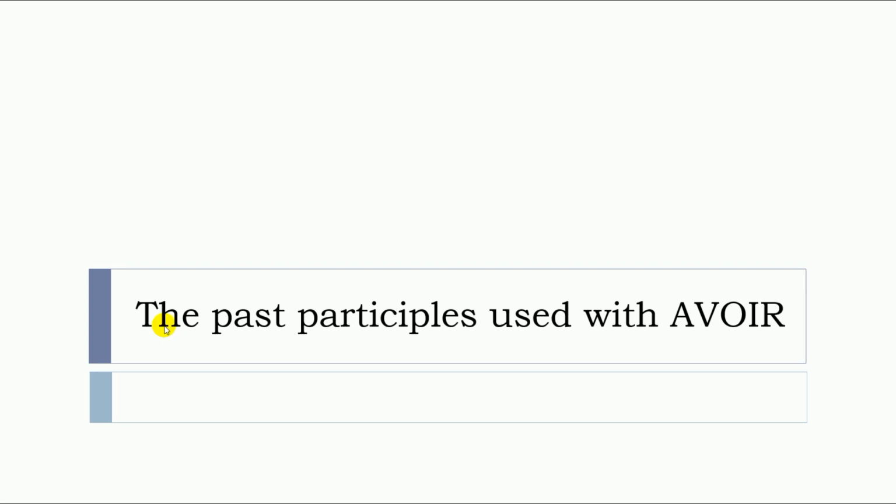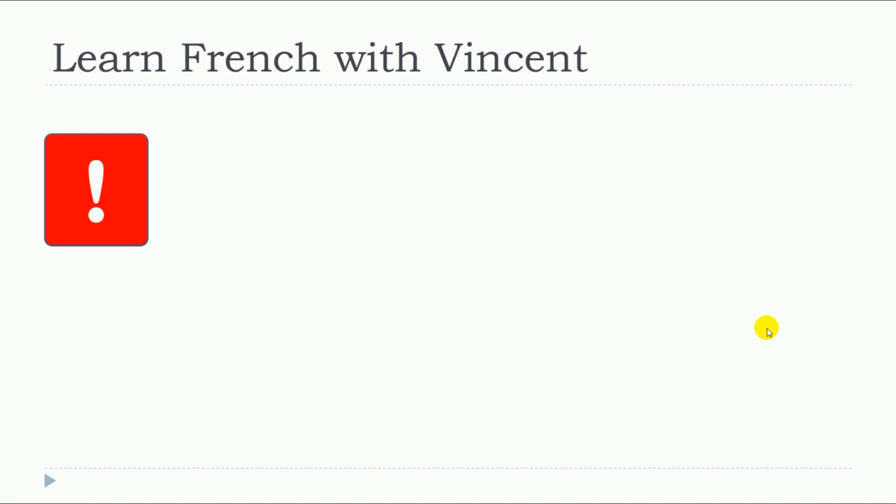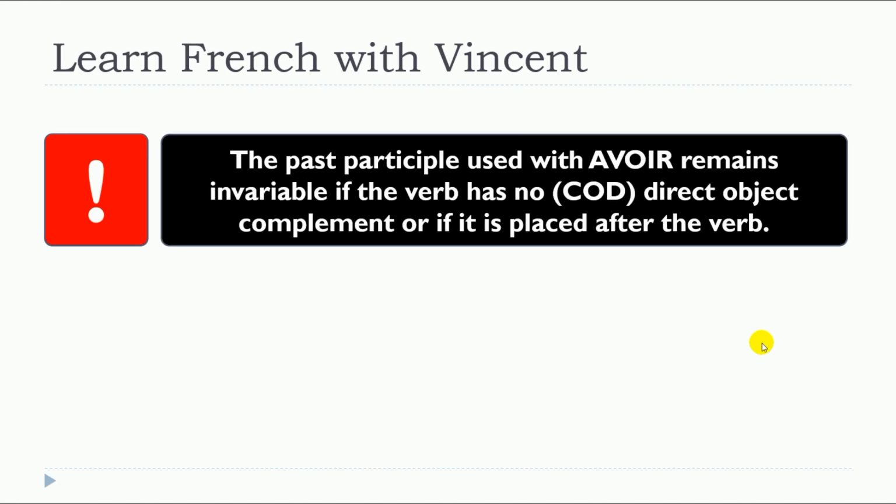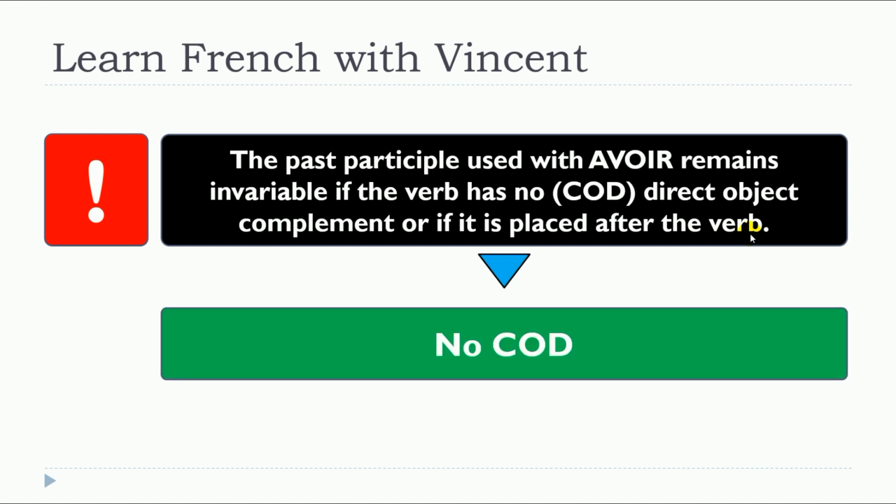In this lesson, we will see together the past participles used with avoir. So the important thing that we need to remember is the following. The past participle used with avoir remains invariable, means you don't touch it, if the verb has no direct object complement or if the direct object complement is placed after the verb. So we'll take some examples to make it more clear.